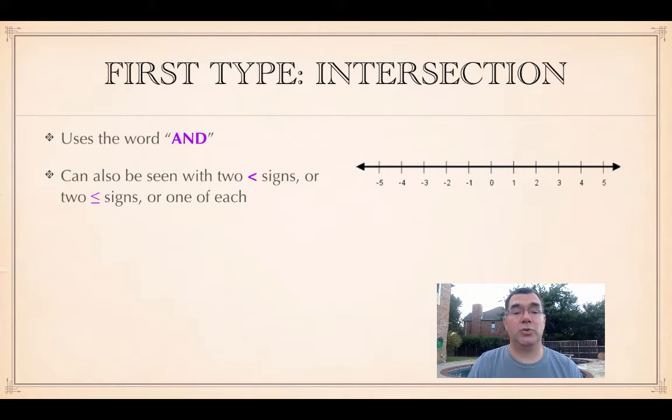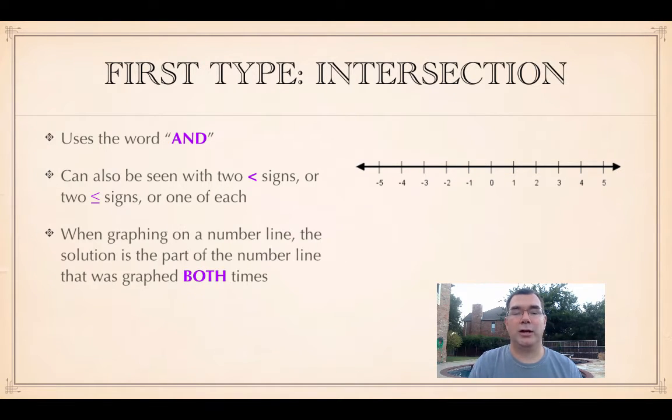You can also write it with two less than signs or two less than or equal to signs, or you can have one of each with three terms between them instead of just two. So I'll give you examples so that you can see. When we're graphing those on a number line, we're going to be looking at the part that is graphed both times. So the overlap, you might say, of those.